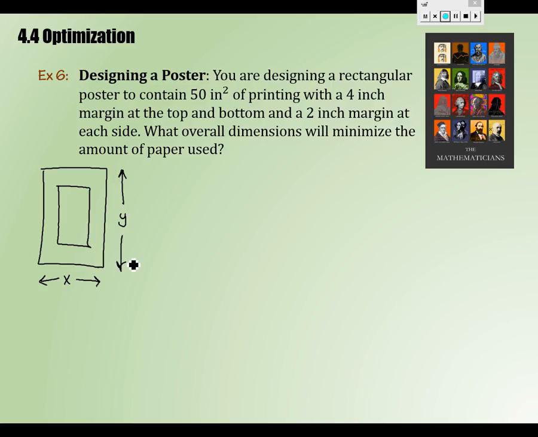Then I think I can derive what the inside dimensions are of this piece here. It says 2-inch margins on each side. So this distance and this distance should be X minus 4 and Y minus 8 are the inside dimensions of the printed area. Good. And the thing we're trying to minimize, the amount of paper used, is A equals X times Y, right?